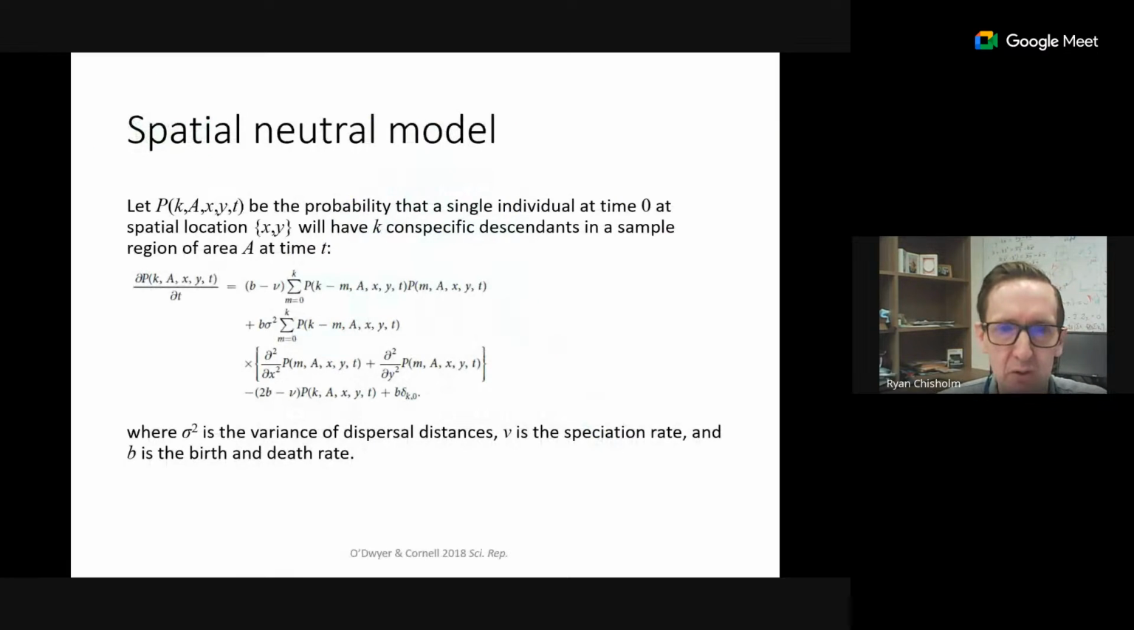You can have fully spatial versions of this model. Remember, I mentioned that what I mean by that is the rule you use to choose the parent. James O'Dwyer from the University of Illinois has worked a lot on this. This is a paper he published with Stephen Cornell a few years ago. He's a former physicist, and he imported techniques from statistical field theory to study this. So you can see he has a structurally similar equation to what I showed you before, but it's a bit more complicated, with these diffusion terms to account for the fact that now we have explicit space. The key parameters are sigma squared, which governs the variance of the dispersal distances, nu, the speciation rate again, and B, the birth and death rate.